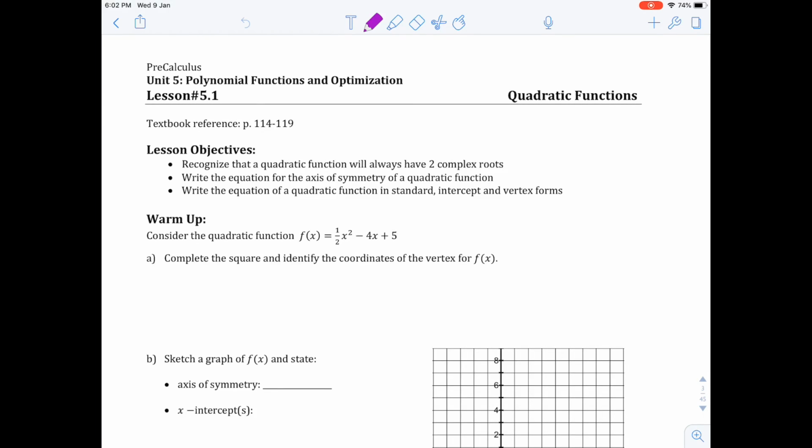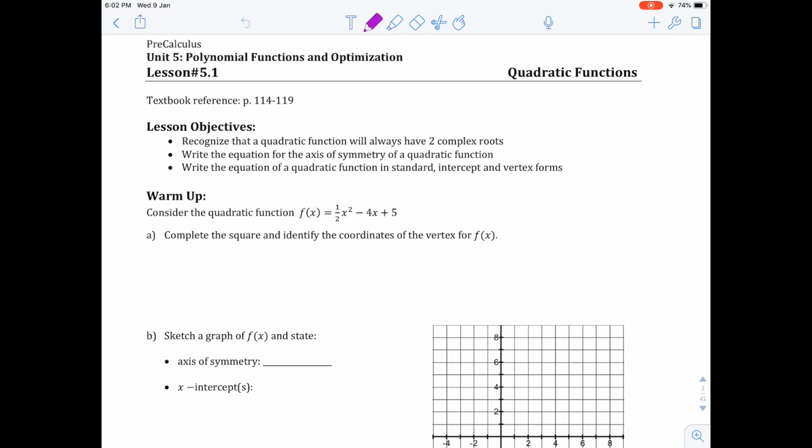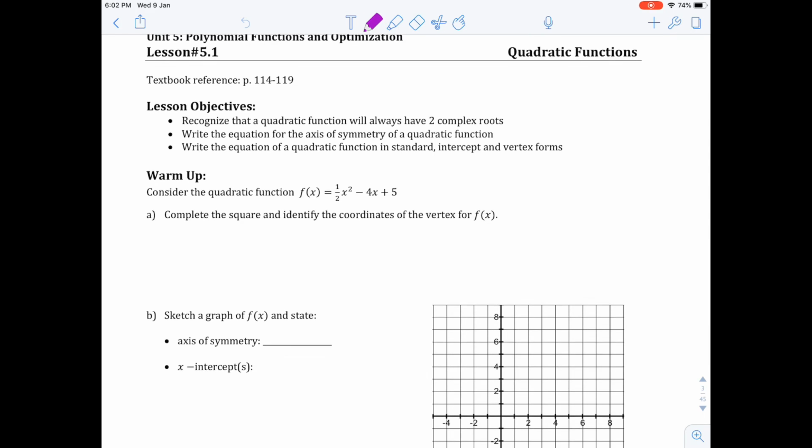This is lesson number 1 of Unit 5, Polynomial Functions and Optimization. And our focus for today's lesson is going to be on quadratic functions. Please do not make the mistake of assuming that you know everything about quadratic functions. As you've experienced in pre-calculus before, we take concepts that you're familiar with and we show you new applications and delve a lot deeper into applications and nuances and subtleties.